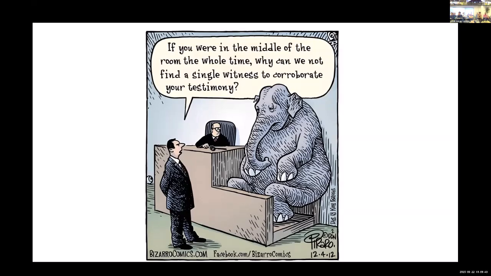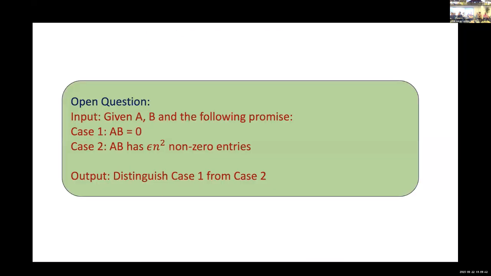And so this is the most natural question now, here's the open question. I give you two matrices A and B, and I give you the following promise: either the product AB is equal to 0, or AB has epsilon n squared non-zero entries. Distinguish case 1 from case 2. If you could do this in polylog time, then you have already partially derandomized this problem.